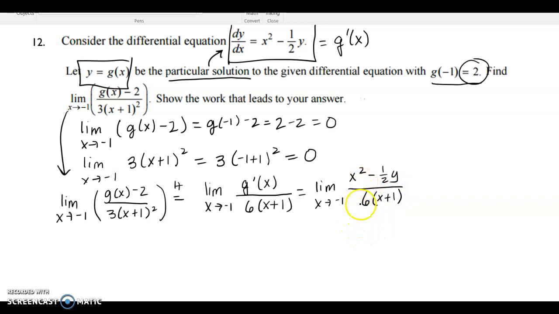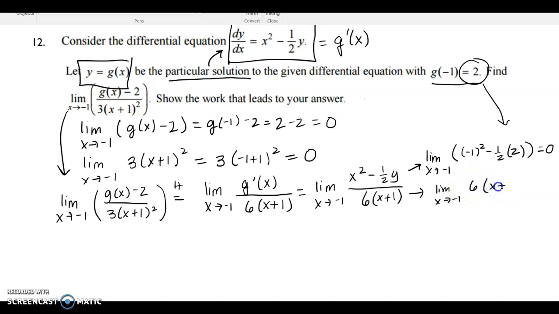Now, we're not sure if we can get an answer here or use L'Hopital's rule, so you might want to go ahead and just write your limits separately when you're evaluating it. It's up to you. So for x, I can plug in negative 1. For y, that's this 2. So negative 1 squared is 1, minus 1/2 times 2, that's minus 1. I get 0. Here, the limit as x approaches negative 1 of 6 times x plus 1, also equal to 0. That means I'm going to have to use L'Hopital's rule again.